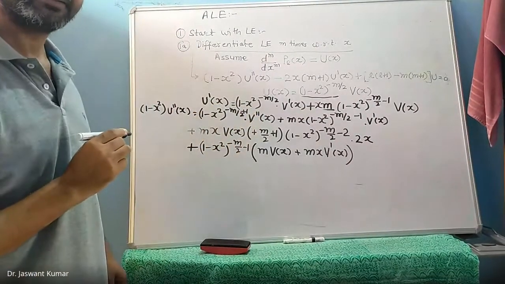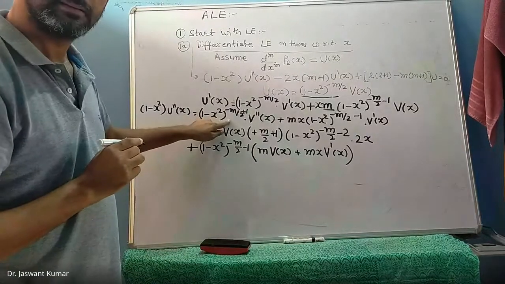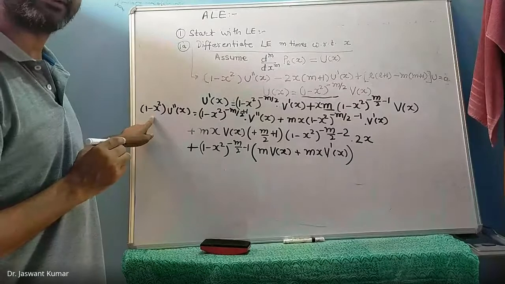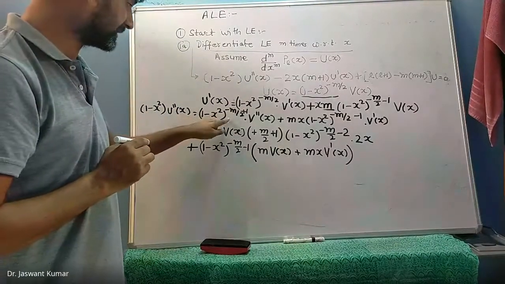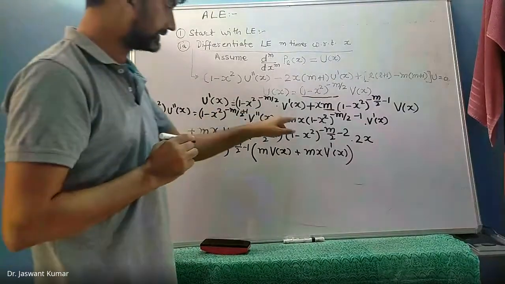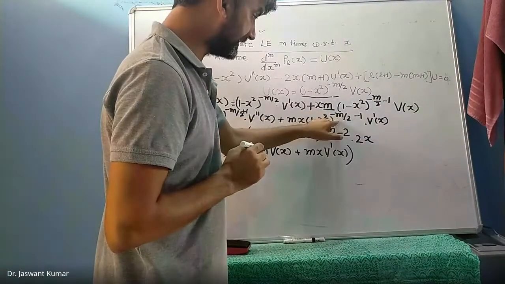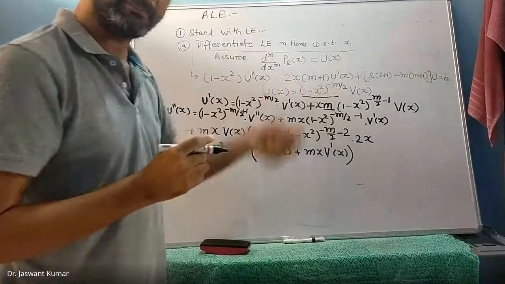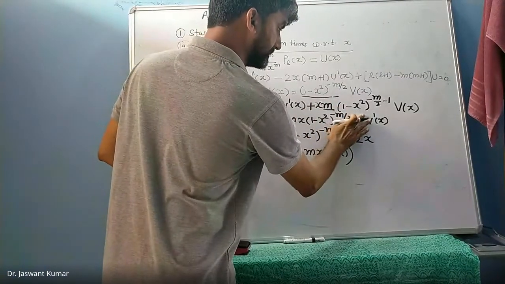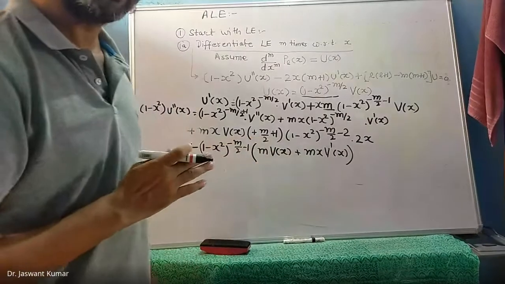Happy everyone? Yes, this was minus m by 2, but now we have multiplied it by one more 1 minus x squared. So that means this becomes minus m by 2 plus 1. This term was a minus m by 2 minus 1, and now we multiply it by 1 minus x squared. So that means this minus 1 goes away. Happy everyone?